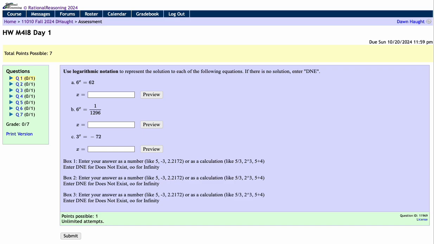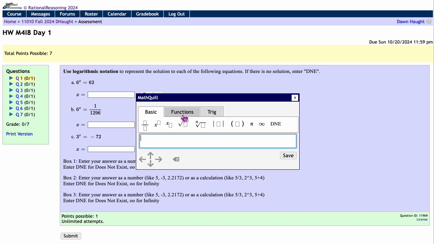Okay. So all we're going to do here for this first one is we have to identify what's our base and what's our number. So our base is 6. The answer to the log is the power x, and our number is 62. So we're going to have to use our little yellow button here. We're going to have to go to the functions. See this log base n. Now the reason they have a log base 10 and a log base e, none of those are 10s or e's. So we have to use this log base n.